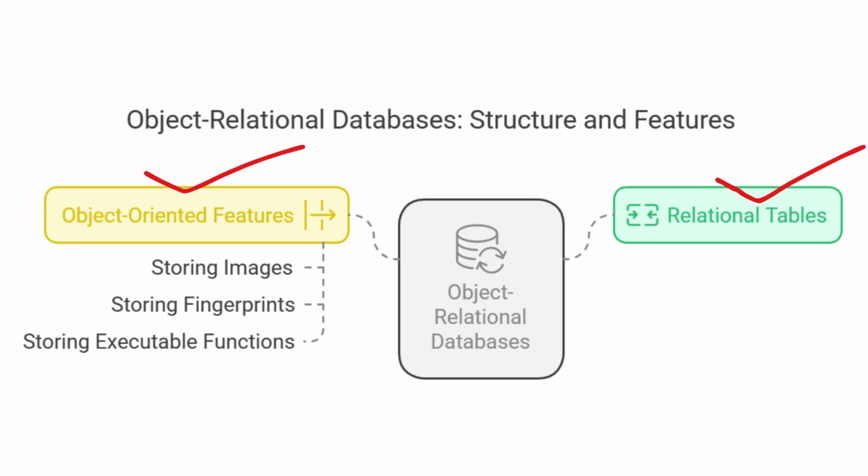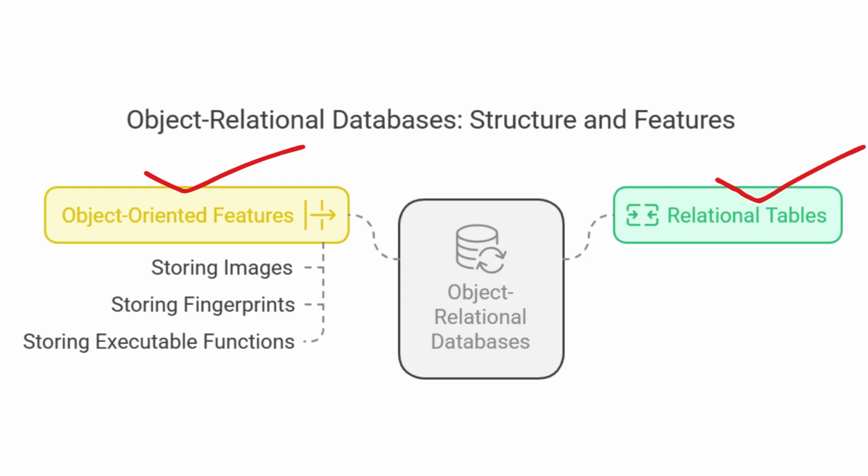Let's say a bank has a customer table in a relational database, but now, the bank wants to store biometric authentication data, like fingerprint scans. In a relational database, this would require a separate table and complicated joins. In an object-relational database, the fingerprint scan can be stored directly as an object inside the customer record.